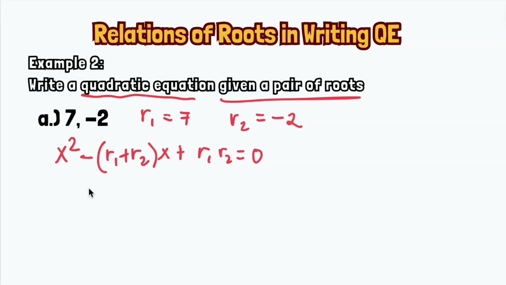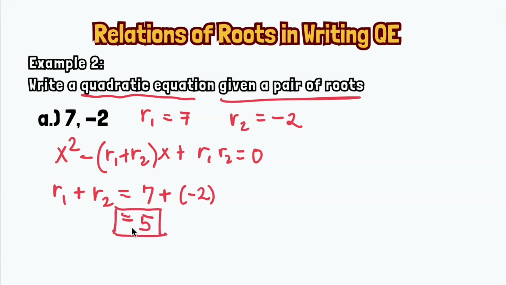So we have this form, and where the sum of the roots, we have root 1 plus root 2, is equal daw yan sa yung mga given na value dito. We have 7 plus negative 2. So when we add them together, 7 plus negative 2, that is going to be positive 5. And this is gonna be our first part. So by the way, ito palang part na to, may papalitan ng 5 mamaya.